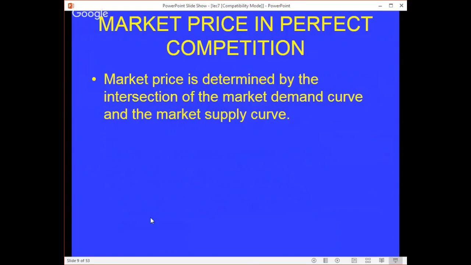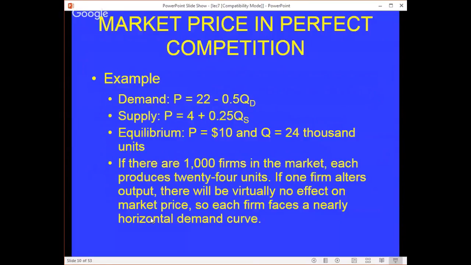Okay. So, as we've already said, under perfect competition, market price is determined by the market. There's a market demand curve and a market supply curve. No individual firm can affect the market supply curve, and no individual consumer can affect the demand curve. So here we have an example. This is out of the book.